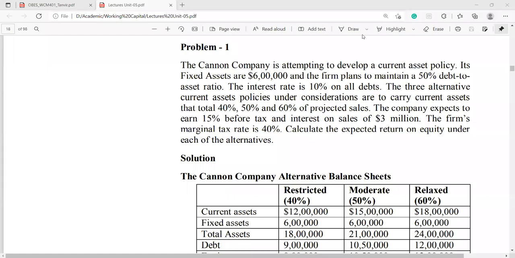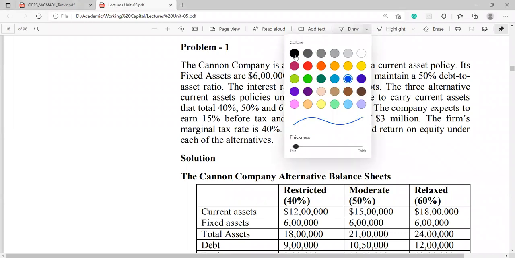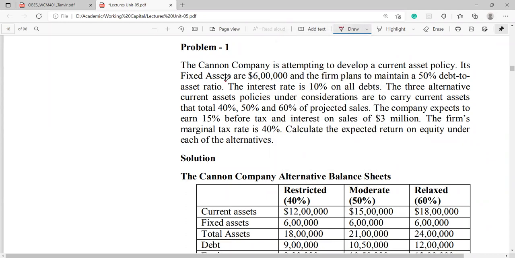Okay, dear students, we are going to recheck one of our problems that was also discussed in our previous class. So go through this. The Canon company is attempting to develop a current asset policy. And its fixed assets are how much?